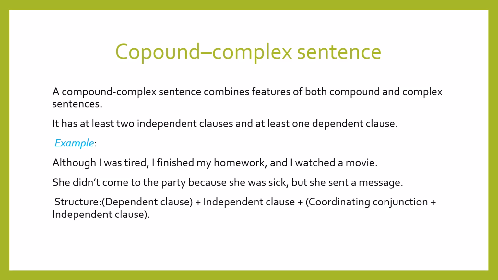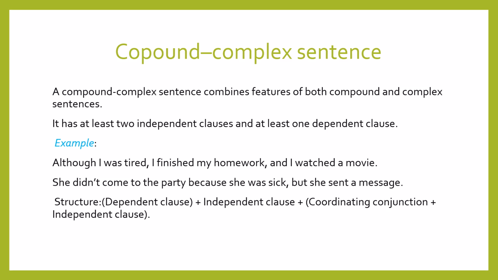But the sentence has not finished yet. All right, we have another independent clause: "I watched a movie." "I watched a movie" is an independent clause, and we join it with the independent clause "I finished my homework" using a coordinating conjunction and a comma, of course, before the coordinating conjunction. So here we have a compound sentence. A compound sentence plus a complex sentence form together a compound complex sentence.